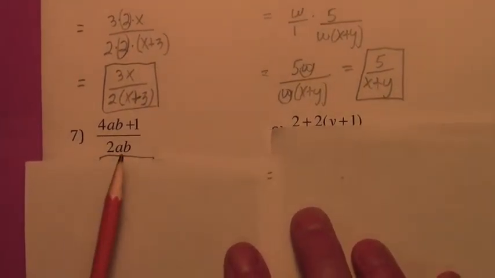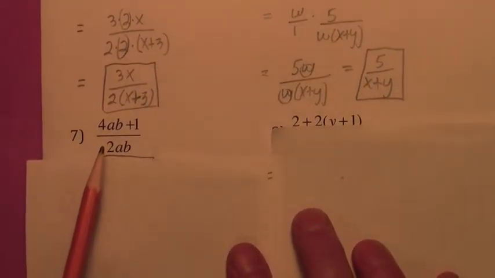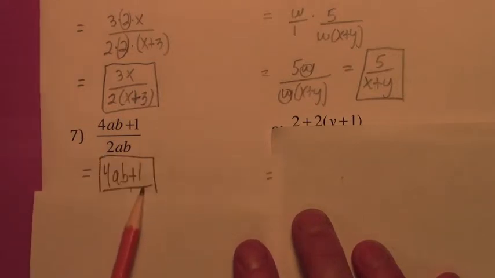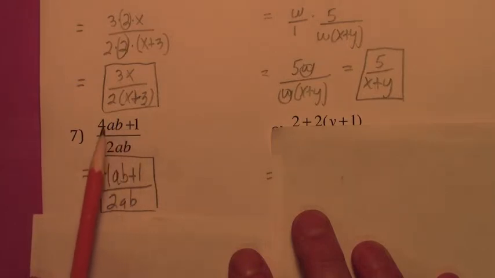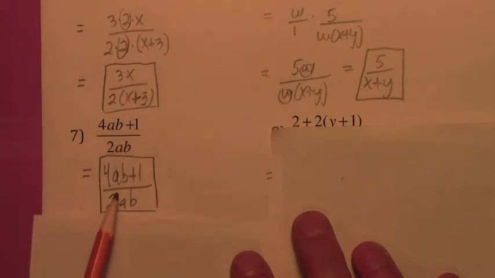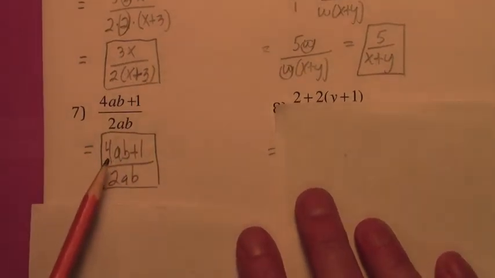Alright, now this one, you want to factor. The bottom is just 2 times a, b. The top cannot be factored. You have to use the distributive law here, right? Because it's more than one term. So there's no common factor, so you just can leave it like this. So there's nothing you can do to this.